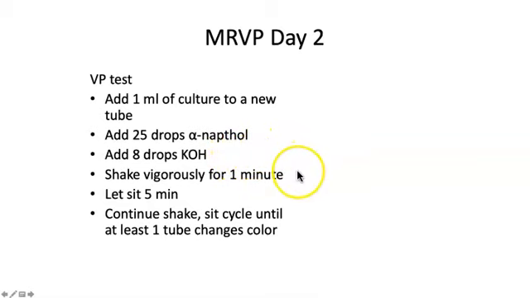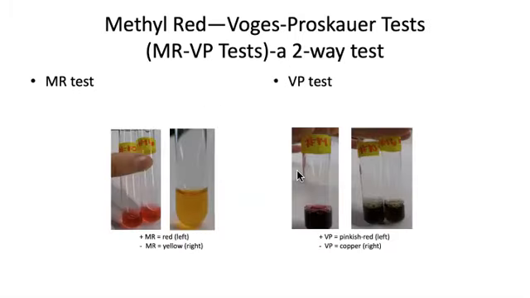Normally for this test, we would shake it to integrate some oxygen and let it sit for 5 minutes. The color change develops over time, so you might have to go through several cycles of shaking and letting it sit before you see a color change. Eventually, though, both tests will be finished.